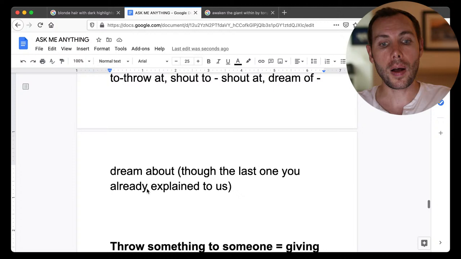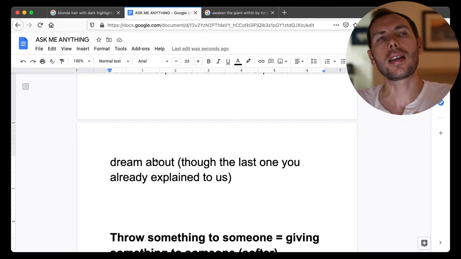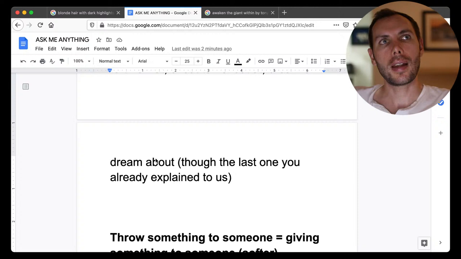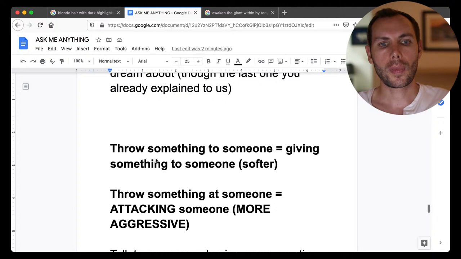Dream of, dream about, I've talked about that before. They can be interchangeable. Dream of is kind of more formal. Dream of is when you're talking about your future dreams. I dream of a better future. It's kind of formal. Dream about is more literal. Like, last night I had a dream about this thing. But you could also say, I'm dreaming about doing this one day. I would say dream about is more commonly used. But dream of is only talking about the future.